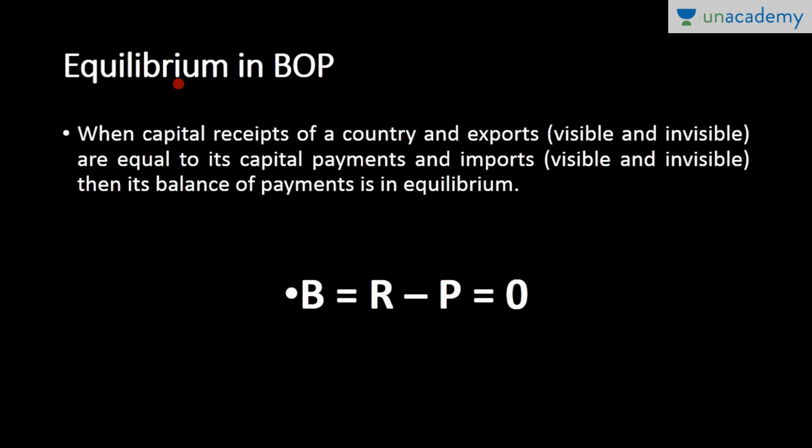Now let's talk about the ideal situation, which rarely happens. It is very difficult and almost impossible for there to be an equilibrium in balance of payment. What we should understand is what equilibrium in balance of payment is. Whenever the capital receipts of a country and exports, whether of visible or invisible items, are equal to its capital payments and imports, whether visible or invisible, then its balance of payment is in equilibrium. This formula explains it. In this situation the receipts and payments are equal, so their difference becomes 0. That phenomenon is known as equilibrium in balance of payment.